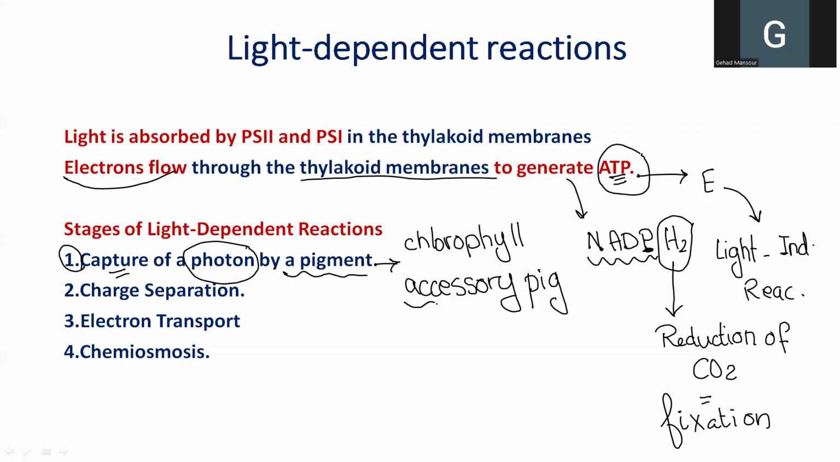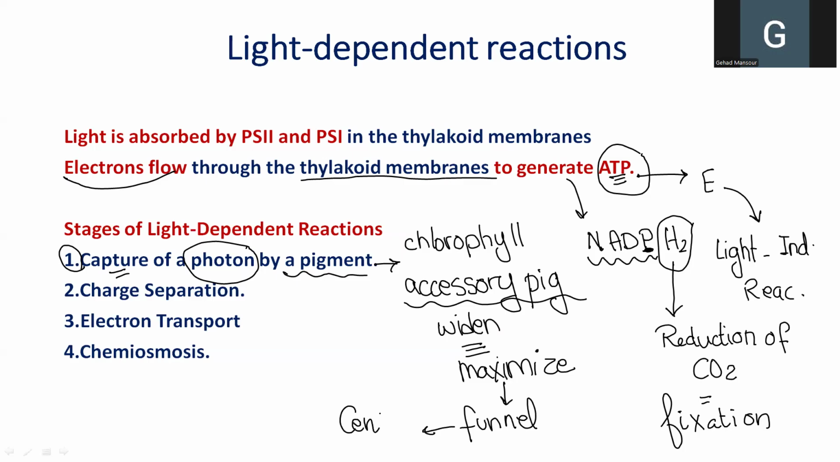The function of the accessory pigments is that they widen or broaden the spectrum of wavelengths that can be absorbed by the photosystem to maximize the energy that is absorbed by the photosystem, and finally funnel or converge that energy onto the center of the photosystem, or the main pigment in the photosystem, which is usually chlorophyll.